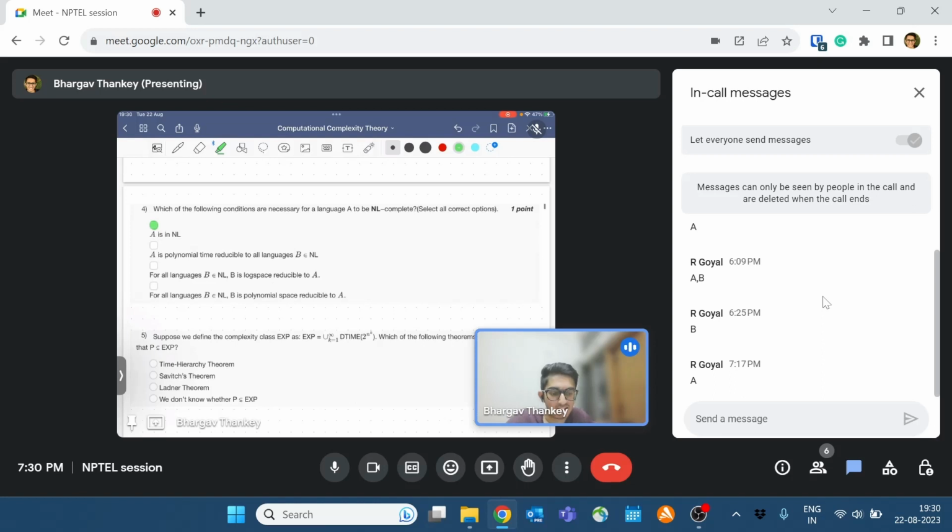Then again, if I were using log space reductions, I could say that all of NL is in L. Why? Because start off with any NL language B, reduce it to A in log space, and then solve A in log space, right? So the entire thing would be log space, right?